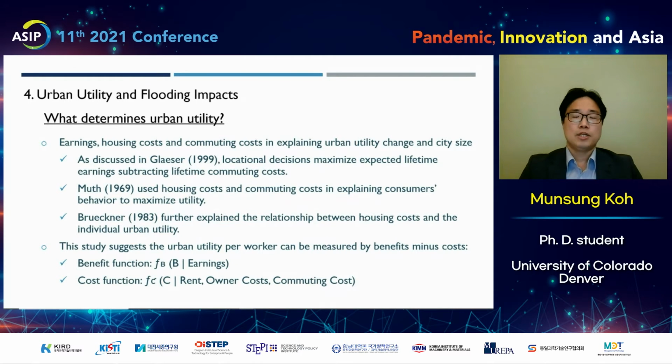So urban utility is a net benefit of a worker, and to calculate this net benefit, we should know about the benefit and cost. Benefit as a worker can be the salary or bank interest or rent money from the rentee, but I'm going to say simply earnings. The cost function would be the combination of the two, as I explained, housing cost and commuting cost.